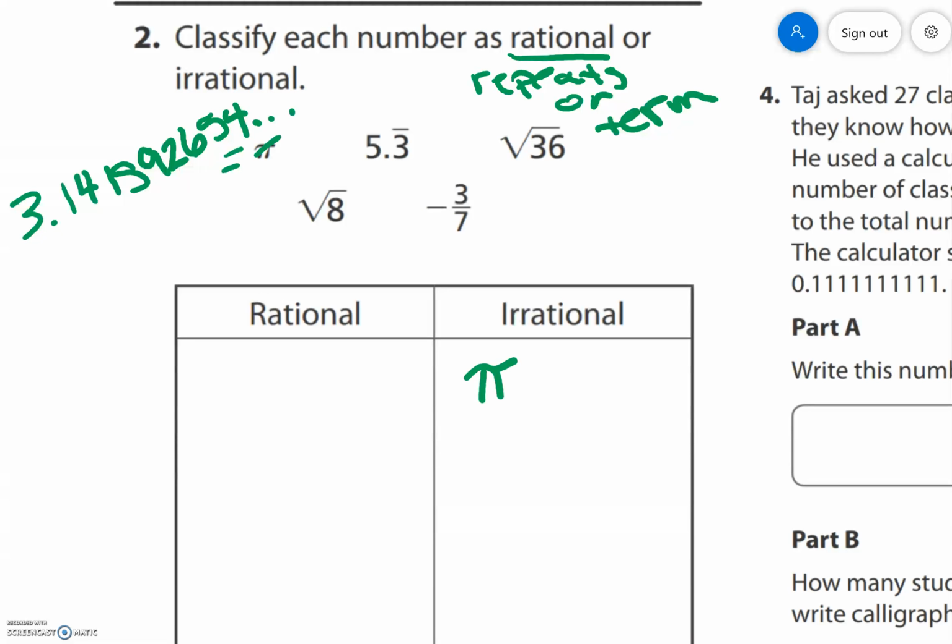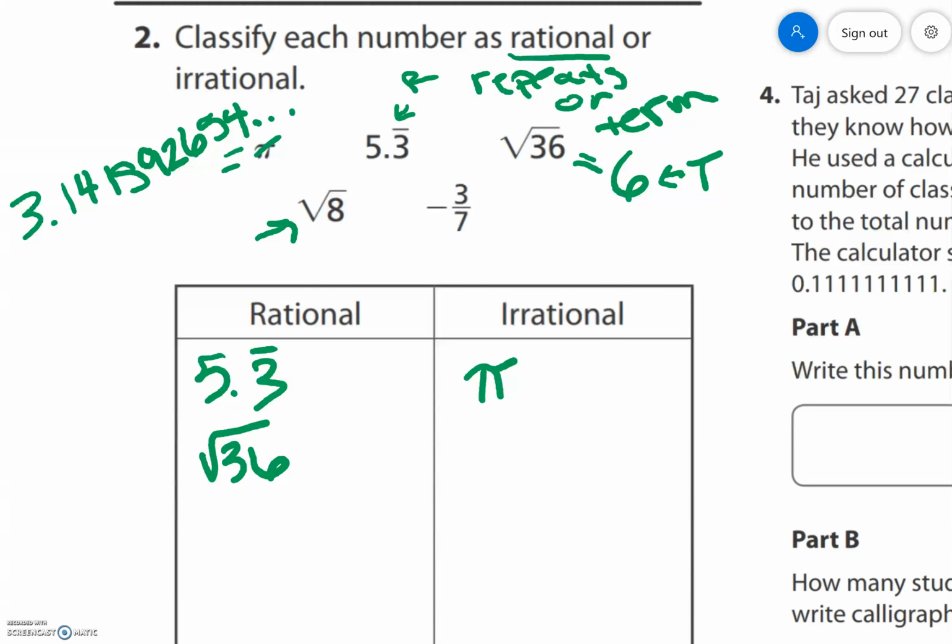5.3 repeating. Remember that line above means repeating. So 5.3 repeating is rational. The square root of 36 is 6, because 6 times 6 equals 36. So this terminates, meaning it is rational.